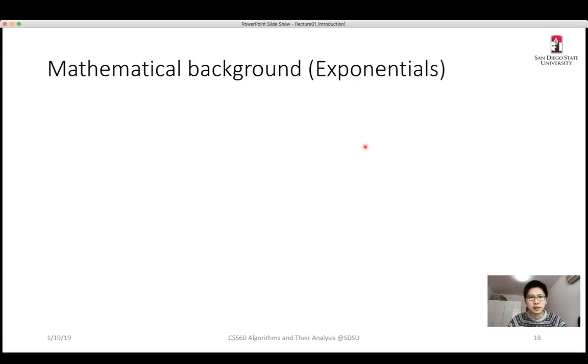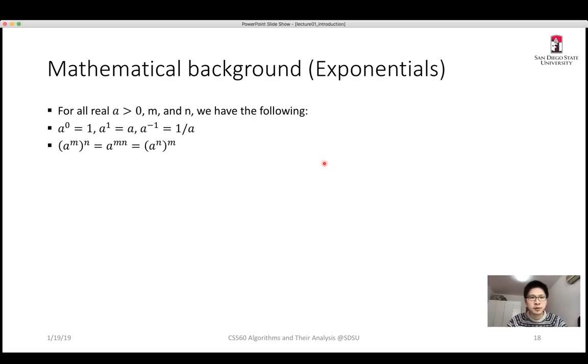Next, the exponential notation. For a real number a that is greater than 0, and integers m and n, we have the following relationships. a to the power of 0 is 1, a to the power of 1 is a, and a to the power of -1 is 1 over a. And a to the power of m, to the power of n, equals a to the power of the product m times n, and so on.